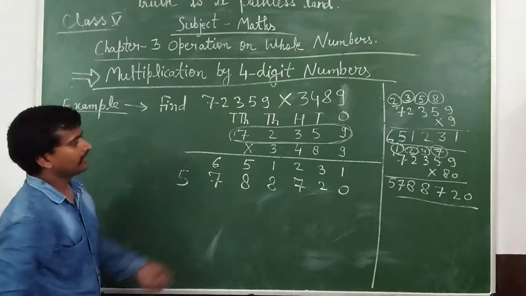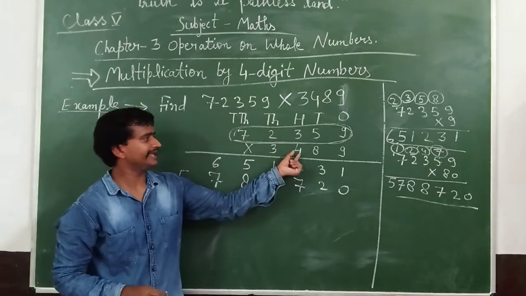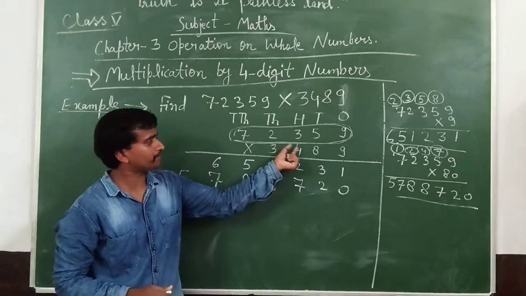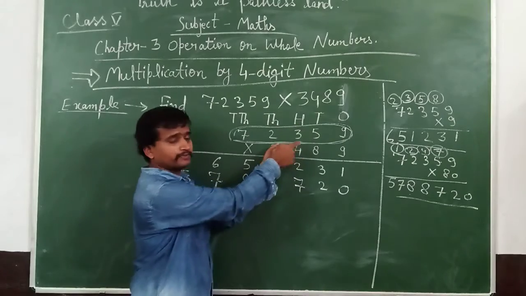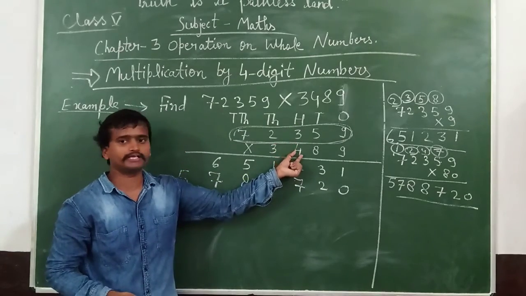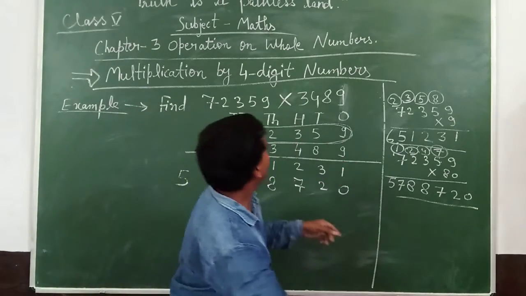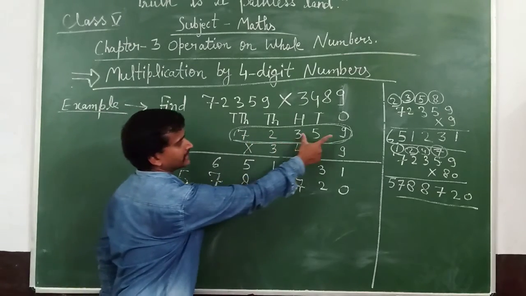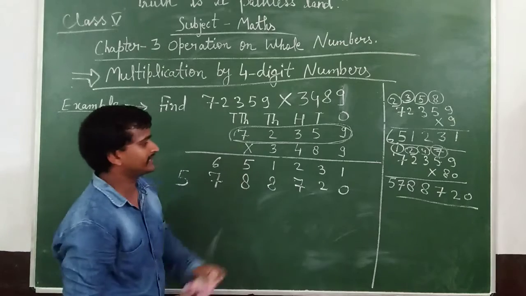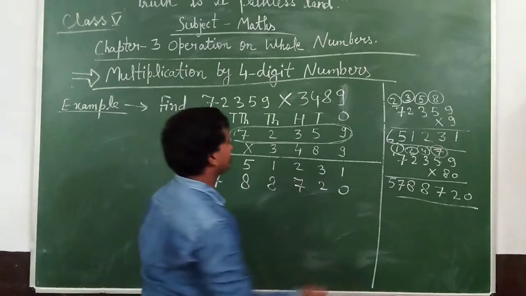Now the next digit is 4. And what is the place value of 4? Place value of 4 is at the hundreds place. That means its place value is 400. So we will multiply this whole number 72,359 by 400. Let us do it in rough space.